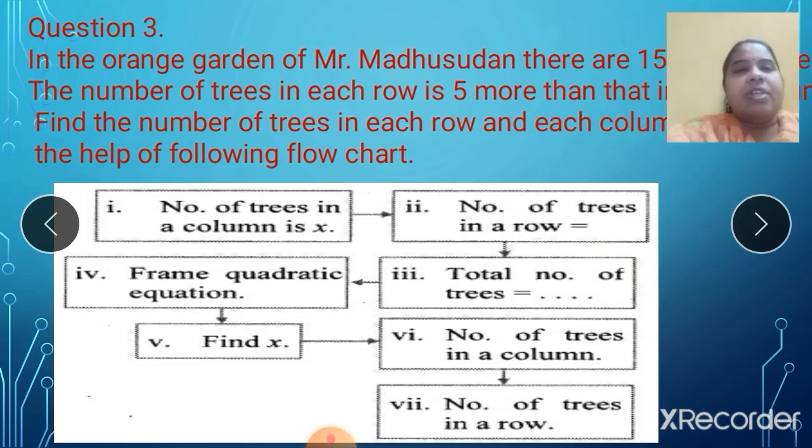So let's see what is given. Number of trees in each column is x. They have already assumed this for us as number 1. See, they have numbered it as 1, 2, 3, 4, 5, 6 and 7.